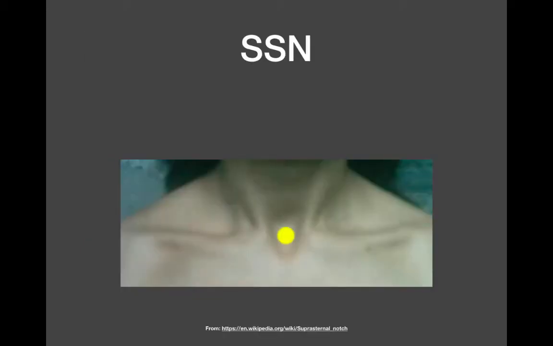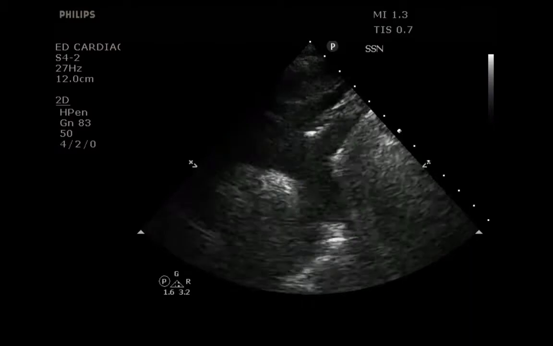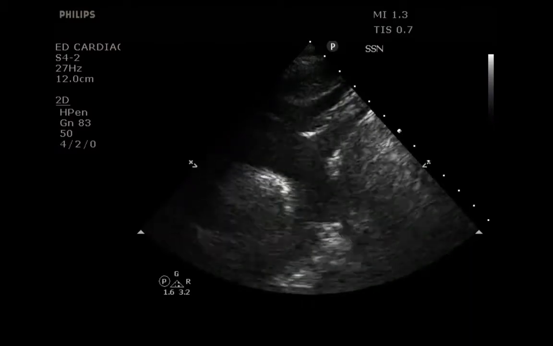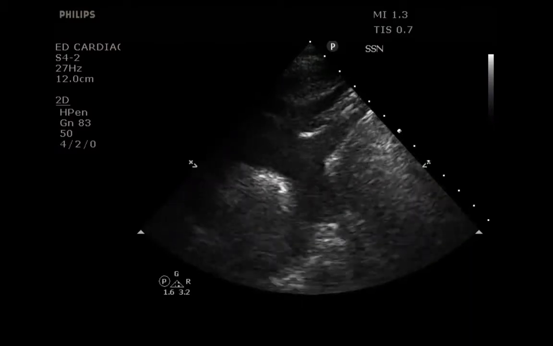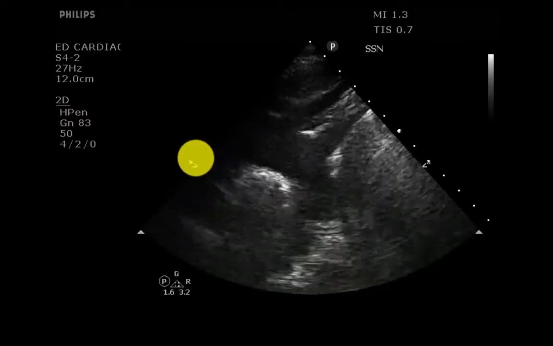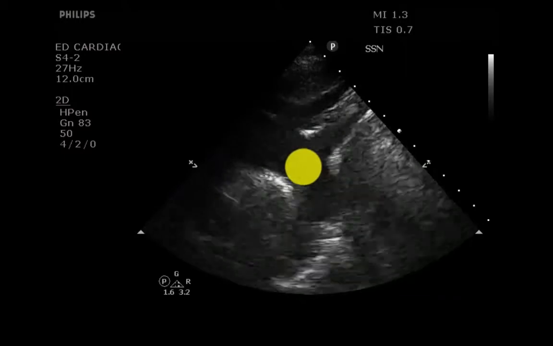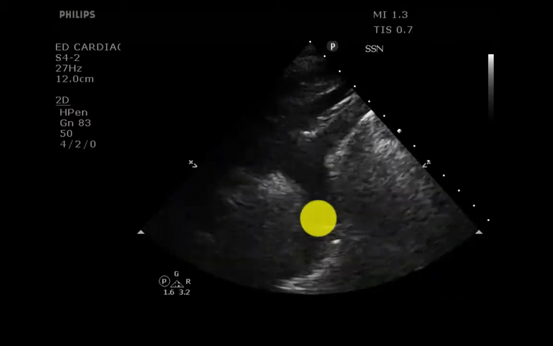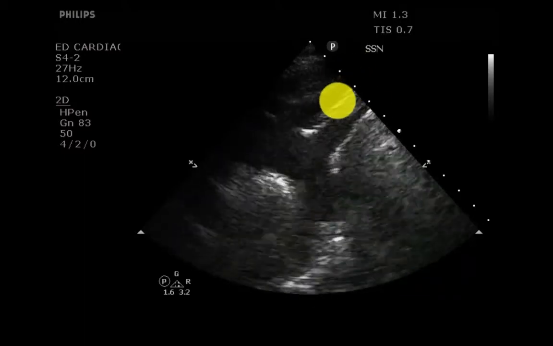So once again, this is how you do it. Find that suprasternal notch, put your phased array probe in there, indicator notch towards the patient's left shoulder, and this is what you'll see, ideally. This view is not quite the same as the cartoon. It's a little angled, but we can see the ascending aorta here, the arch into the descending aorta. And you can see the takeoff of the great vessels right here.